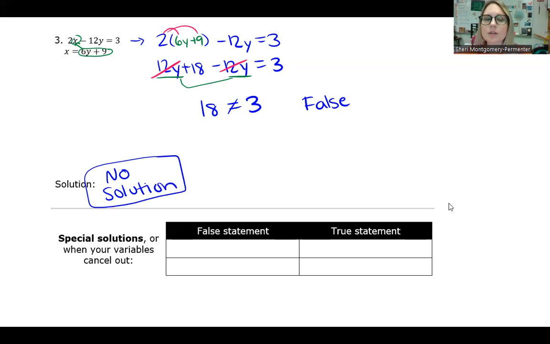So there's a table that comes next, and these are special solutions. Special solutions are when your variables cancel out. That's what happens here. My variables canceled, and then I'm left with some math statement. If it is false, there is no solution. So a false statement, give me an example, and you could give me the one we just did. What's an example of a false statement? 18 equals 3. That one works.